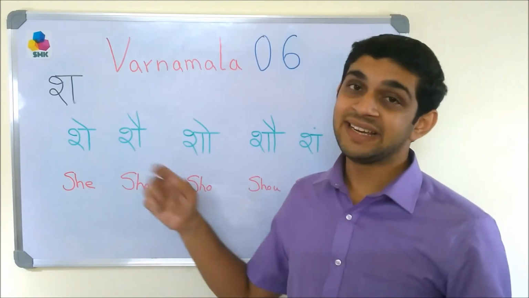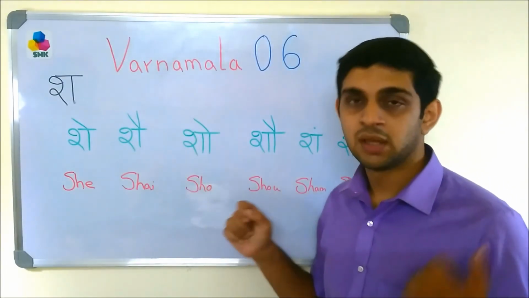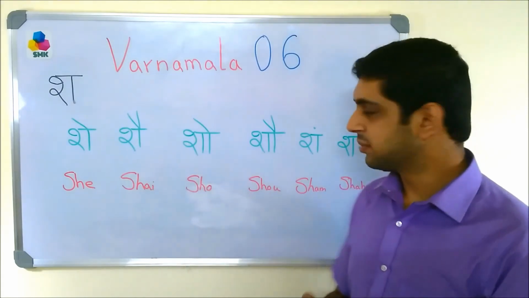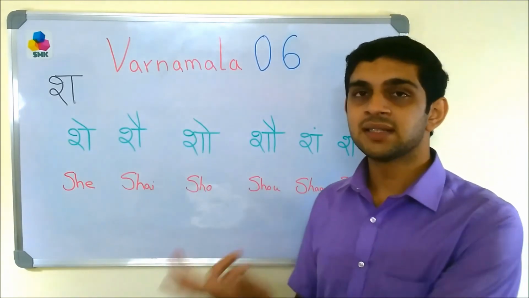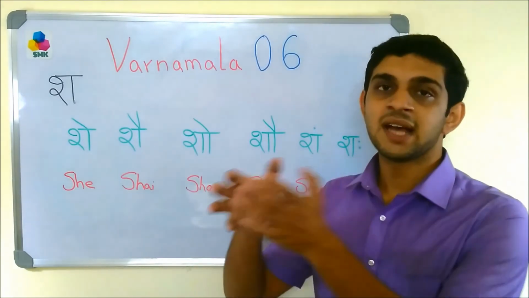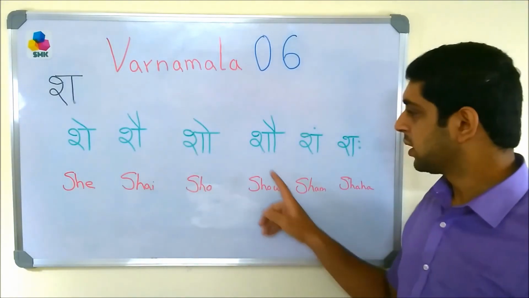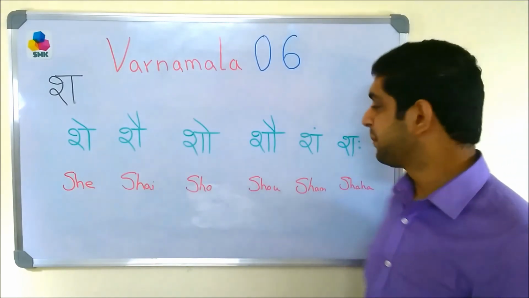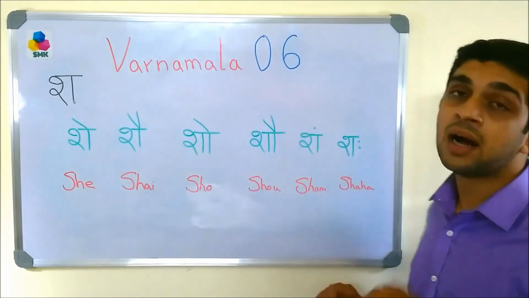Shy, sh and I, shy. Sh and o, show. SHOW, show. So that is this, show. Because even though I have written it here SHO, you don't have anything as W, right? The sound itself has OW sound in it. So show. Show and O, show. Show and shum, and show and aha, shaha.